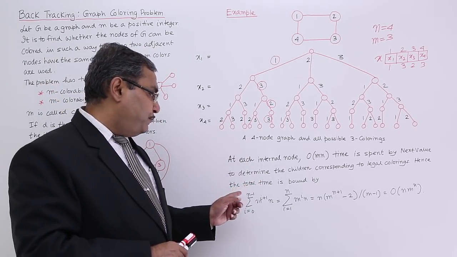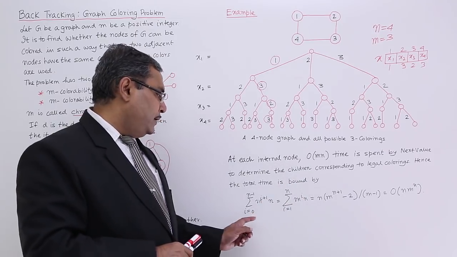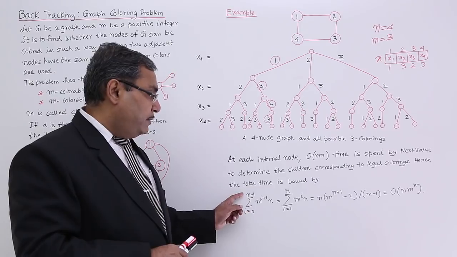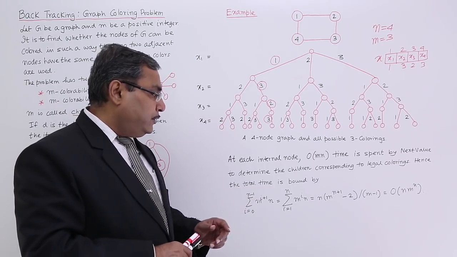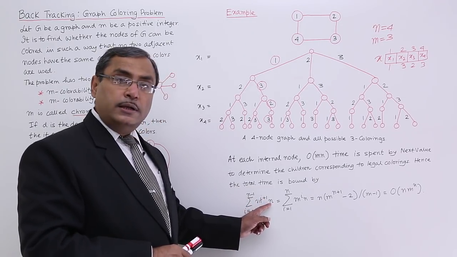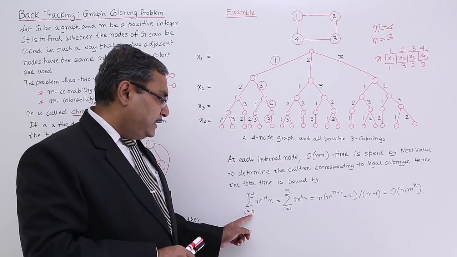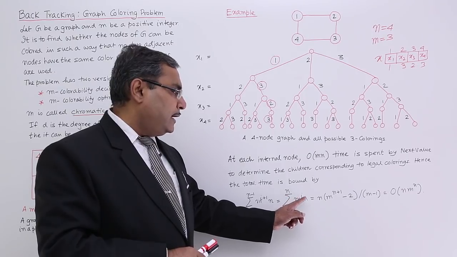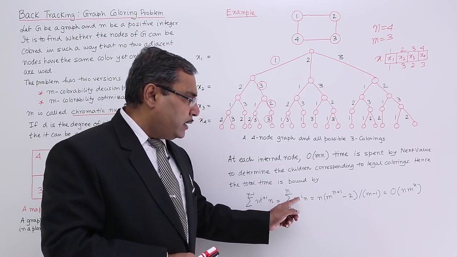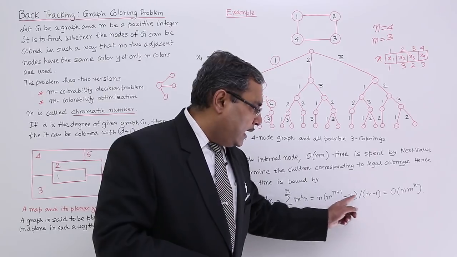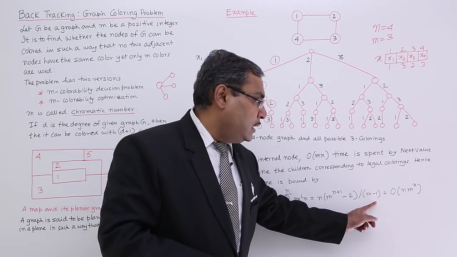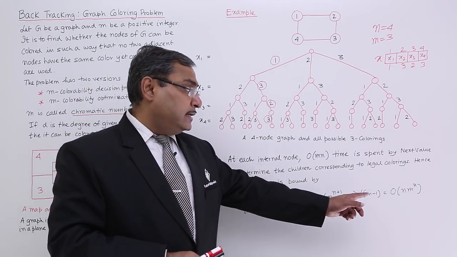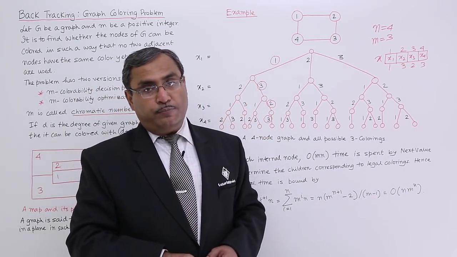And in this way, if we proceed, the total time bound will be the sum for i equal to 0 to n minus 1 of m to the power of i plus 1 times n. So now if we make this one 1 and this one n, then I can write m to the power of i times n. And now if we expand this, ultimately you will get this, and this particular expression is nothing but big O of n m to the power of n. So that is the time bound for this graph coloring problem.